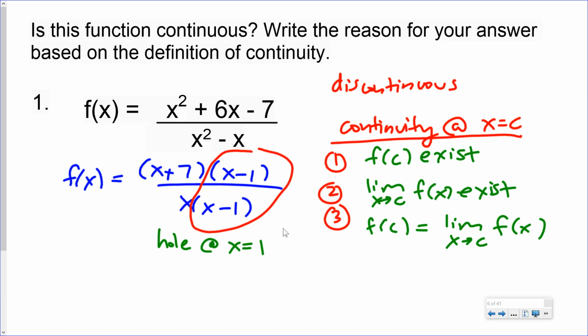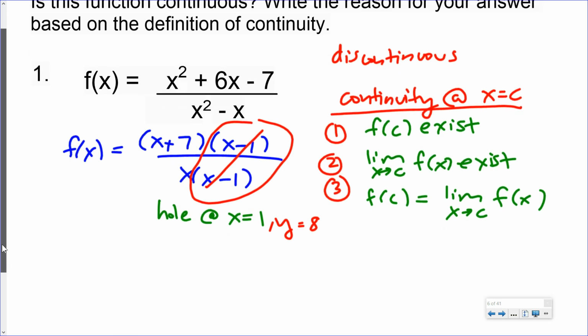All right. Guys, if the hole is at 1, you know what? Just for fun, tell me what the y value of the hole would be. There's a hole at 1, so this cancels out. What's the y value? 8. So you would put 1 wherever there's an x, and it'd be 8 over 1. You guys see that? And that's how you get the y value. I'm not sure if you need to know that for your test, but that's pretty fun to know.